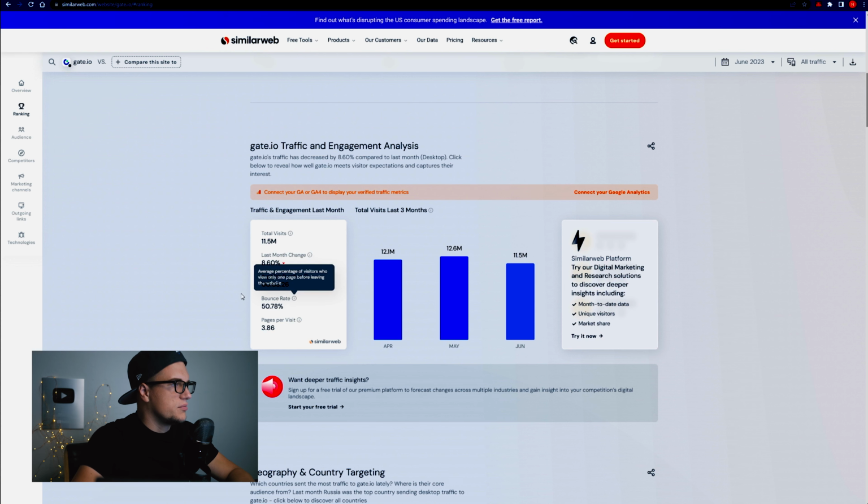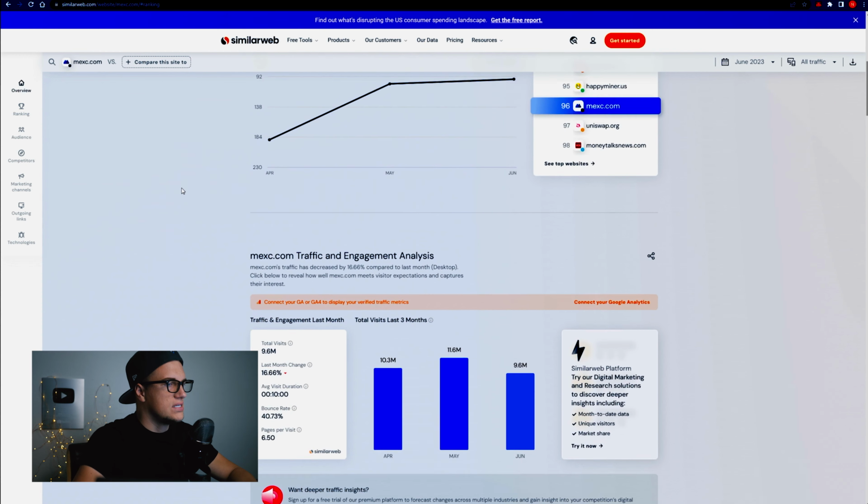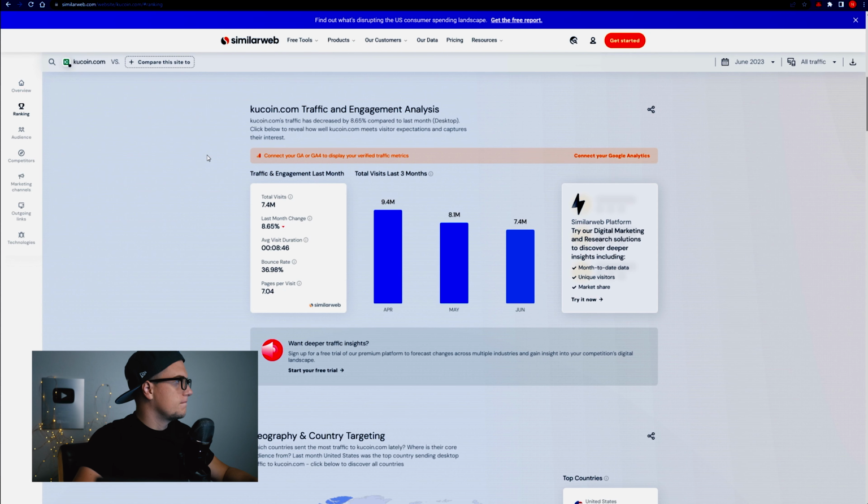Gate.io has legitimate visitors, but we can see that average visit duration is just 3 minutes and 26 seconds. MEXC has really good traffic, and people tend to spend a lot of time on this exchange. Average visit duration is 10 minutes, it's a perfect result. KuCoin, perfect.